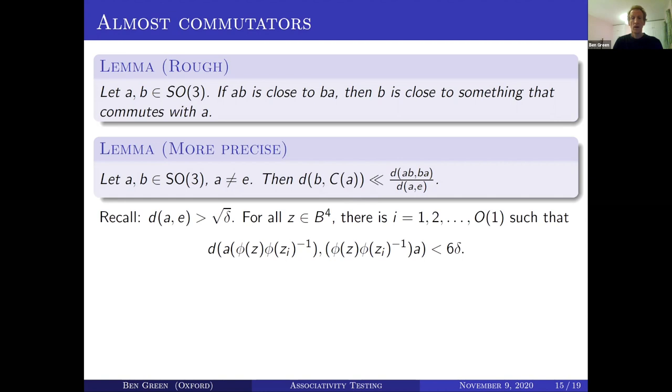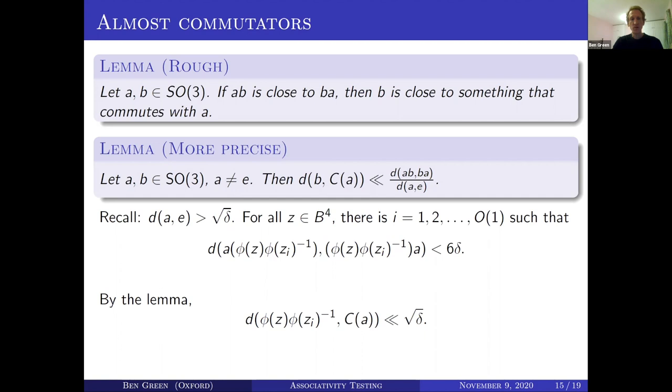Okay, so we've got that lemma. It's not too hard. Let's just go back to where we were before and see what this gives us. So this is the situation we were in. We had A, which was a co-cycle, and it was far from the identity. And we'd shown that for all Z in our approximate group B to the four, there's some bounded list of Zi's such that this equation here is true. So A almost commutes with phi of Z, phi of Zi inverse. But now I know that this implies that those phi of Z, phi of Zi inverses are close to the centralizer of A.